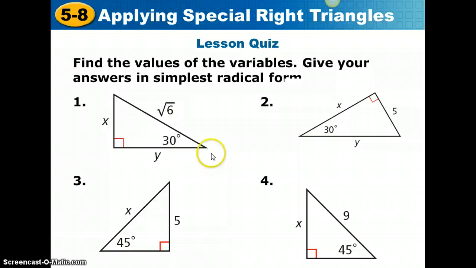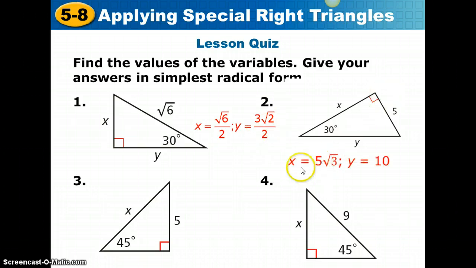Okay, for number 1, x should be root 6 over 2. y is 3 root 2 over 2. For number 2, x should be 5 root 3. y should be 10. For number 3, x is 5 root 2. And number 4, x is 9 root 2 over 2, or you might have said 4.5 times the square root of 2, but we don't ever put it as a decimal like that.